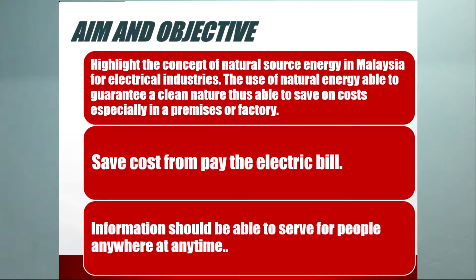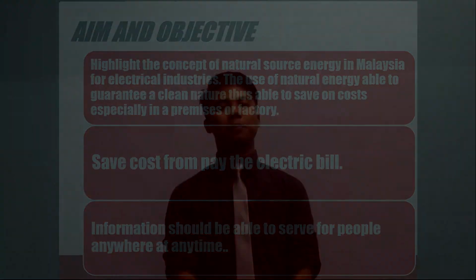Second, save cost from paying the electric bill. In fact, paying the electric bill monthly has a relatively high cost. So, to avoid that, we are going to use solar so that we can save the energy we can use. Third, information should be able to serve people anywhere at any time. This means that information is an important element that people should grab at all times. So we are trying to give information to all surrounding people in any way and at any time.